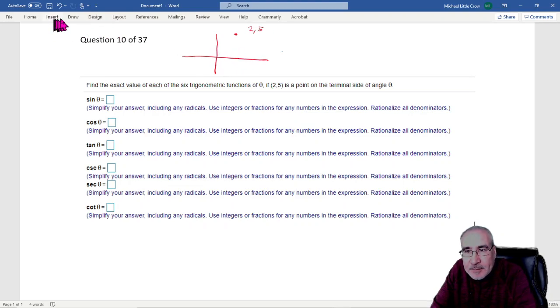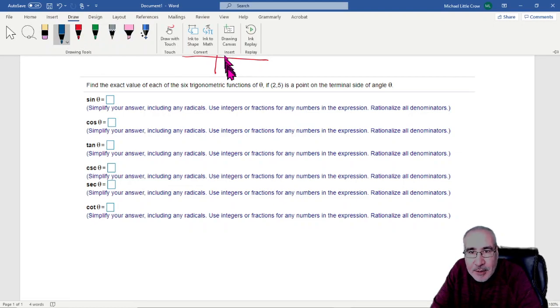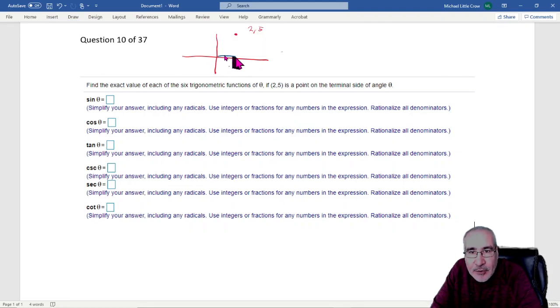Switch colors here. That is 2 by 5. If we draw it that way, it's our angle. We don't know what the angle is. We don't really care because we don't need it. But we've got the opposite side of the angle is 5. The adjacent side is 2. So to get all of these trig functions, we just need the hypotenuse.